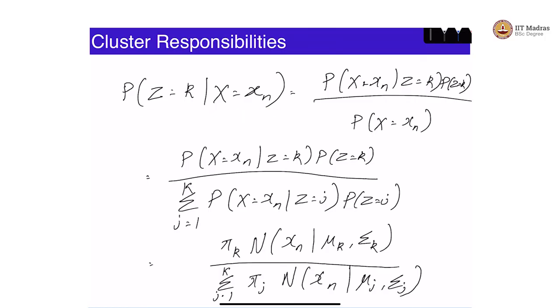You can easily see that, let's denote this object by gamma of z and k. Okay, we need more space. Let's denote this object by gamma of z and k.